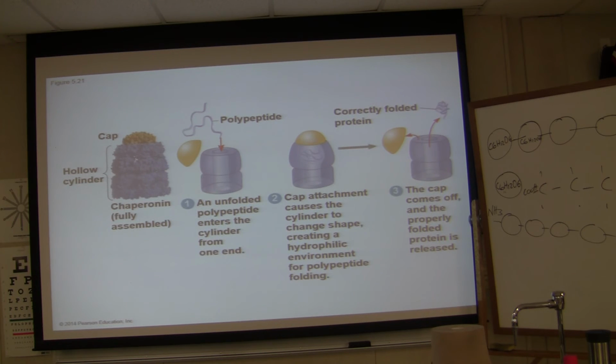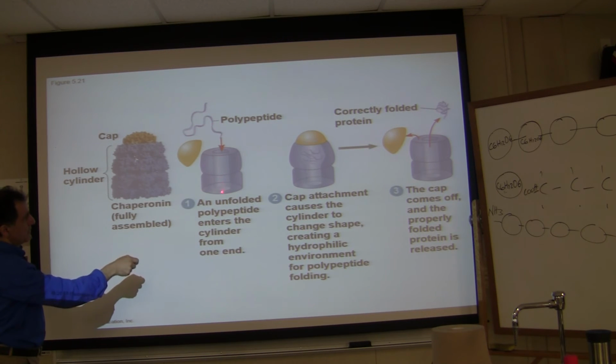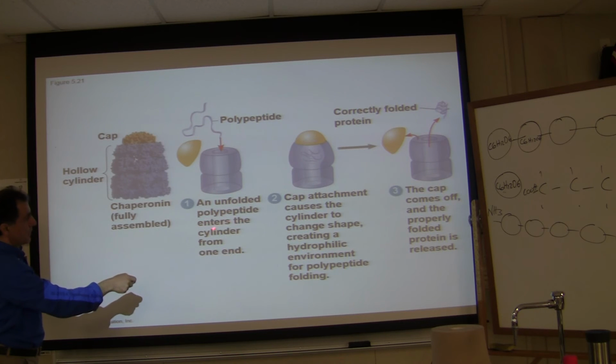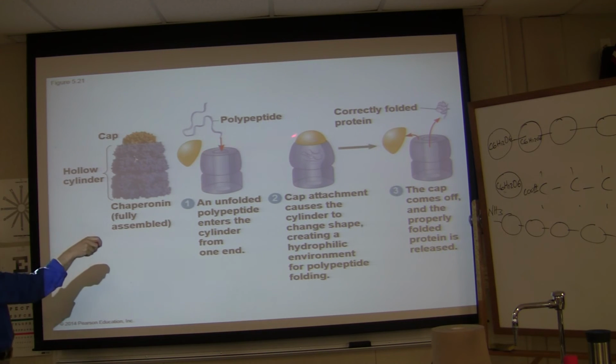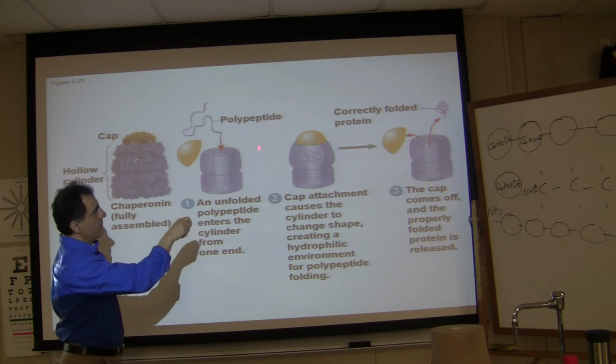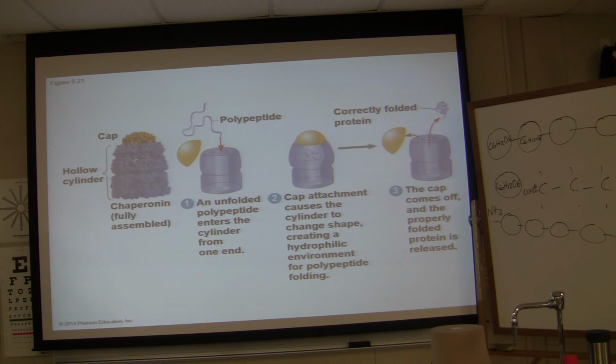Am I making some sense? So you do need another protein molecule to fold the primary. Look at the polypeptide. This is just polypeptide going in, unfolded, into a cylinder form. This is called a chaperone. And then it has a cap. The cap opens up and the folded protein comes out. I hope I'm making some sense.